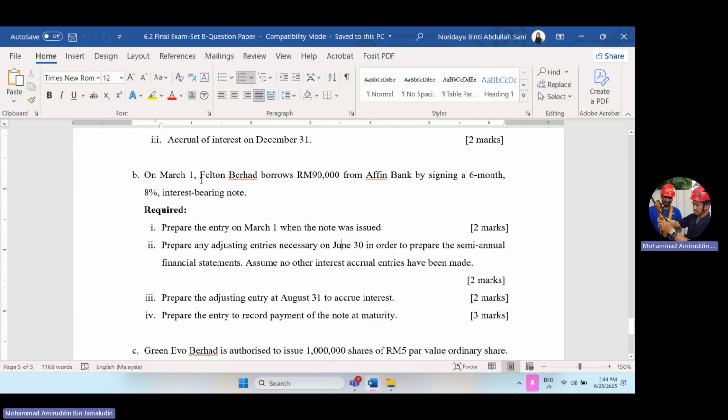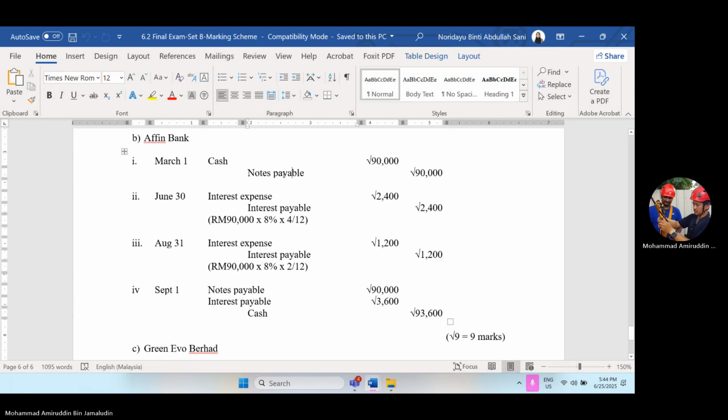When is your notes payable date? 1st March. So March, April, May, June, 4 months. 4 months interest, so 4/12. Then get the value, get the interest. That's it. Adjusting entry, not yet paid. Remember, adjusting entry, not yet paid. You recognize your expense, you credit your liability because not yet paid. Don't credit cash, please. Okay, next.